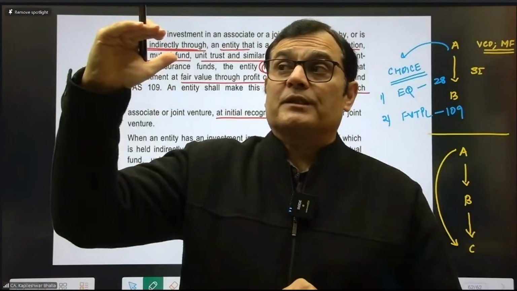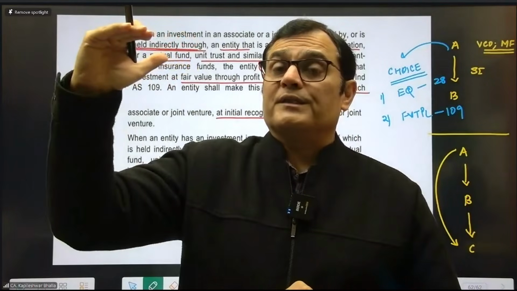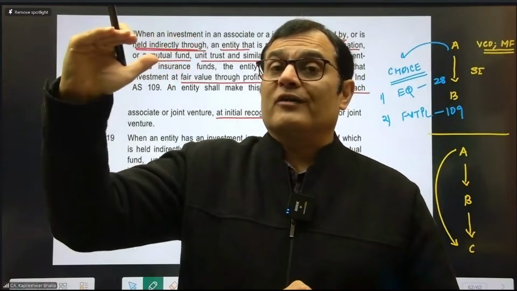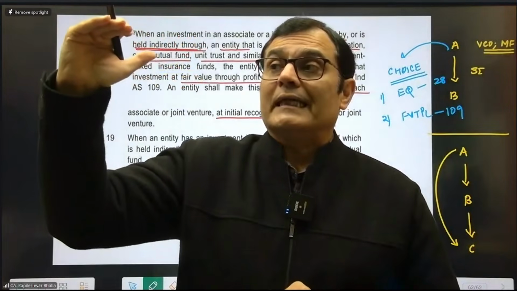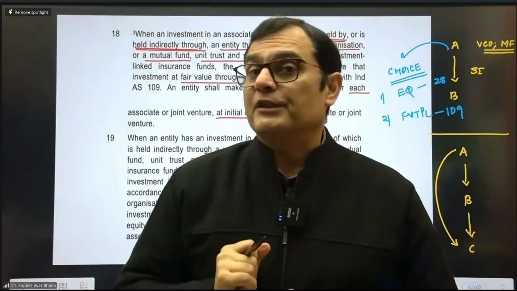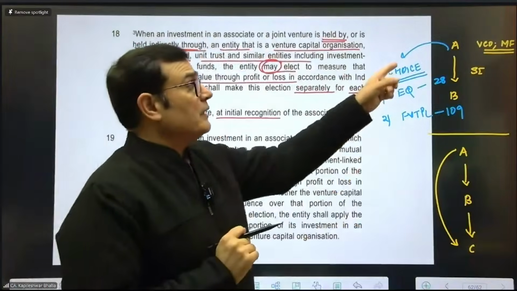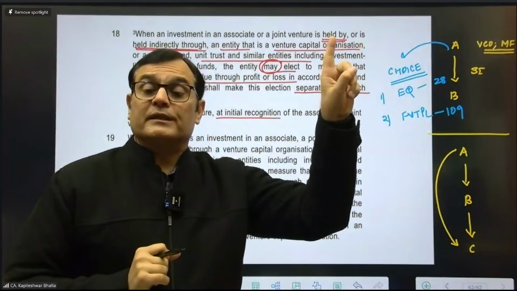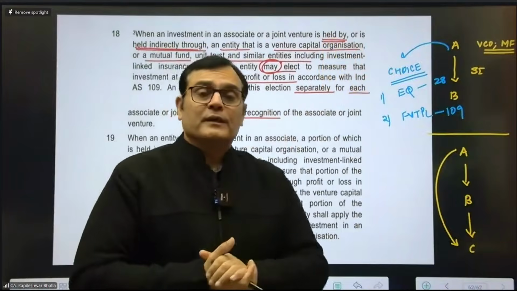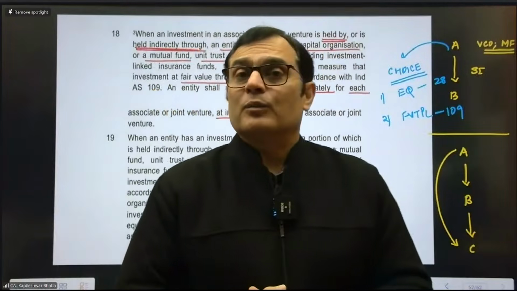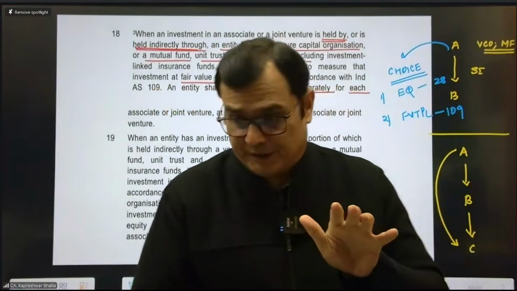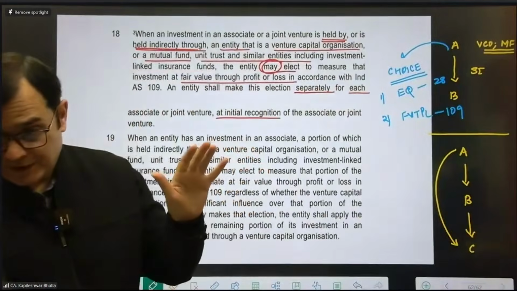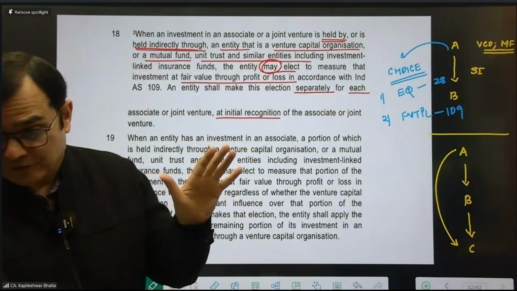So, as an investor, you are a venture capital organization, a mutual fund, or a unit trust, and you've got a significant influence over the associate company. So, I will tell A that you've got a choice either to apply the equity method of accounting under 28 or you can apply FVTPL under 109. It's a complete choice. Clear, I guess, with this fact so far?